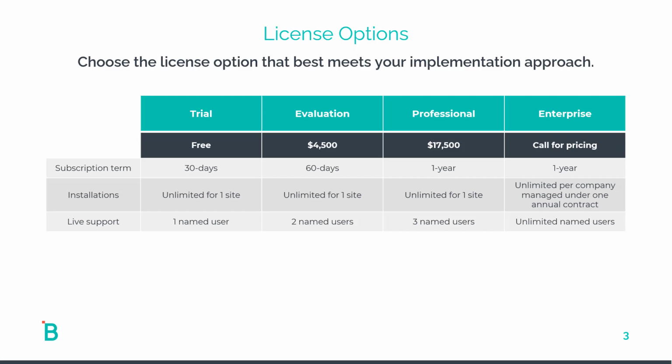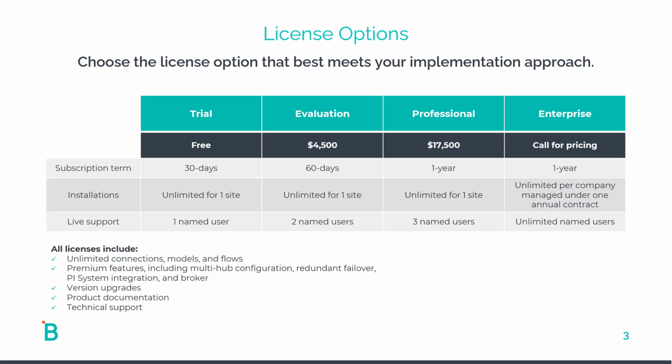Now, for those customers who need a little extra time to prove out that value, we do offer an additional 60 days for an evaluation license, which is $4,500. Finally, the professional license is a year subscription for those production use cases that will give you unlimited instances for that year.